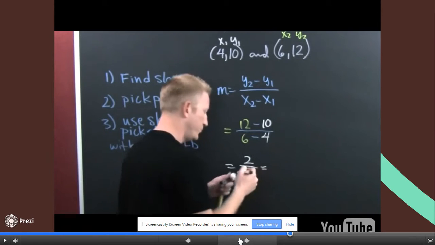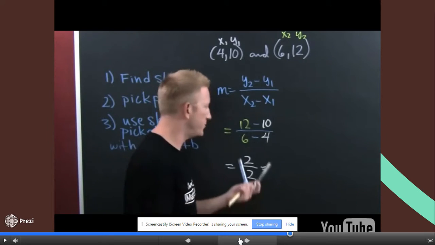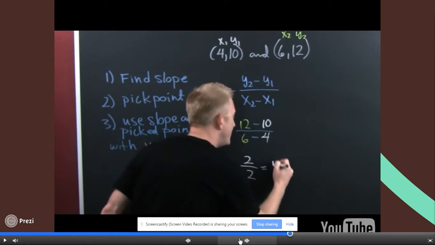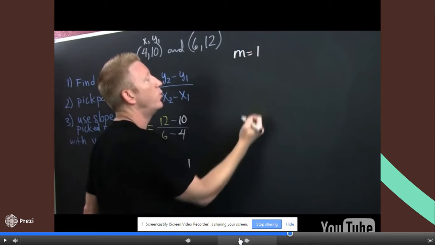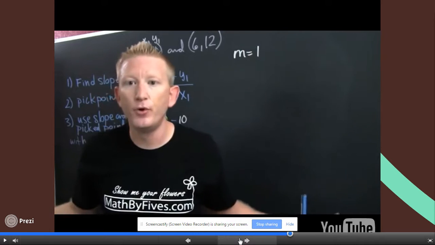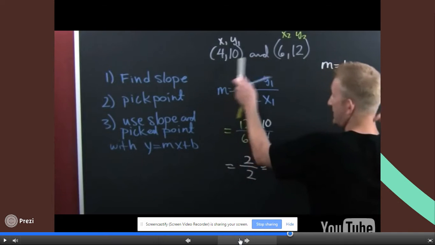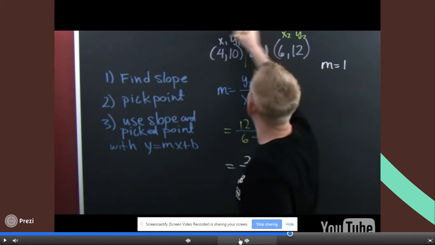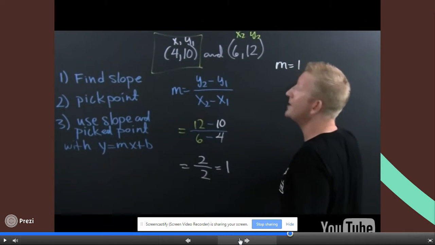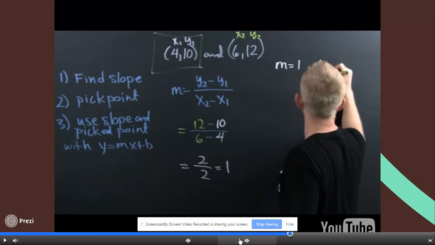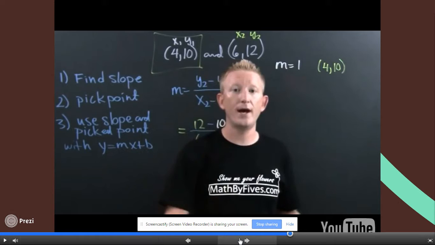So now you reduce. You can reduce by 2, and your slope is 1. So now you have a slope, which is 1, and you need to pick a point. One of the original points. It doesn't matter which you pick, so I pick this one. Now we have a slope and a point. That point is 4, 10. And then we just turned it into a problem that we know how to do.